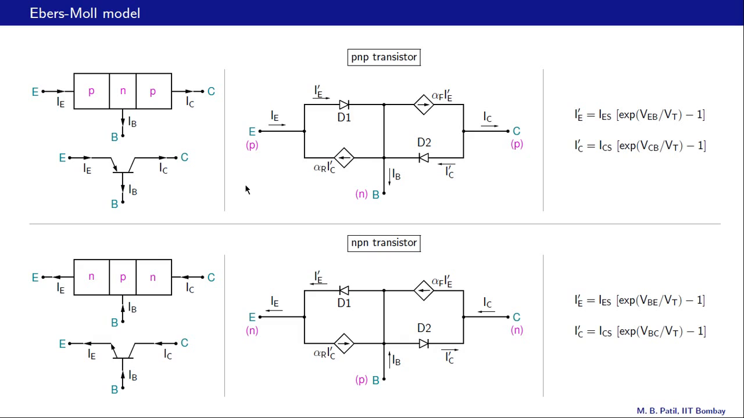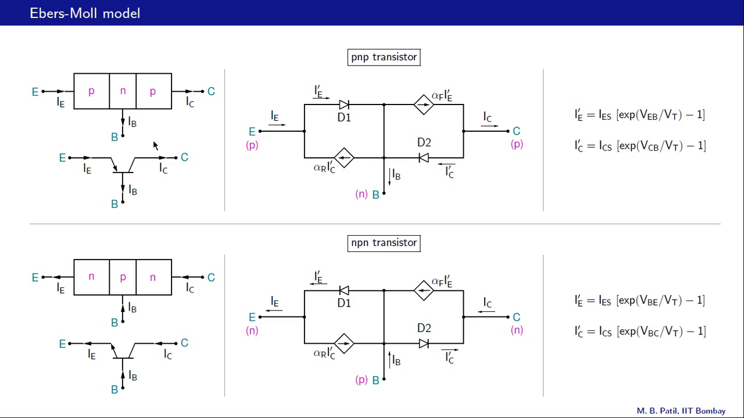Here is the summary of what we have said about the Ebers-Moll model, and we also show the NPN Ebers-Moll model in this figure. For the PNP transistor, the emitter current is into the device. The collector current is in the same direction as the emitter current, and the base current is out of the device. And if we write KCL, we get IE equal to IB plus IC with all plus signs.